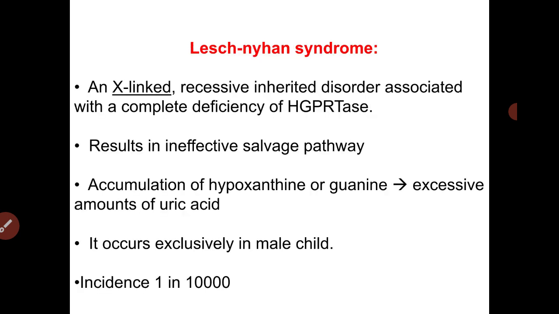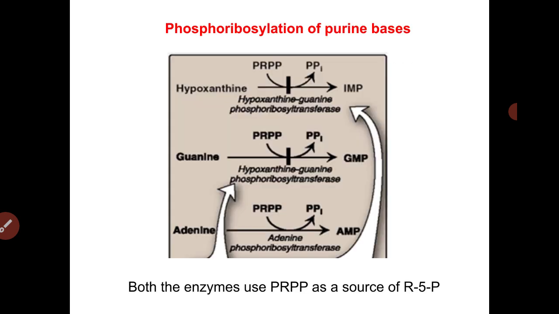Now, other cause for hyperuricemia is Lesch-Nyhan syndrome. It is an X-linked recessive inherited disorder. It is due to the complete deficiency of the enzyme hypoxanthine guanine phosphoribosyl transferase. This enzyme is involved in the salvage pathway of purine synthesis. The deficiency of this enzyme will lead to accumulation of hypoxanthine and guanine, which on degradation leads to hyperuricemia. So this syndrome occurs exclusively in the male child and the incidence is 1 in 10,000.